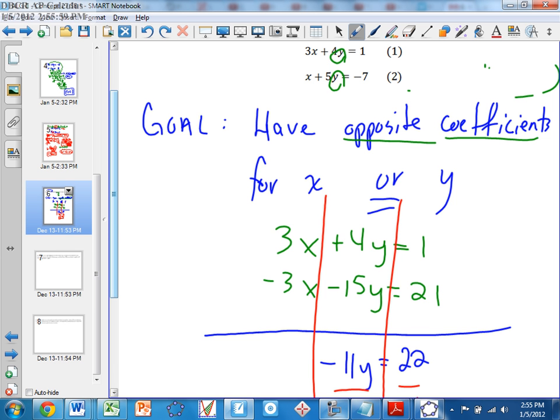Good. We got y. Aren't we trying to get x now? Yeah. And x is already by itself over here. So if you plug in the y in this part and then move it over, it's a lot easier. It doesn't matter though, it makes no difference which way you do this.